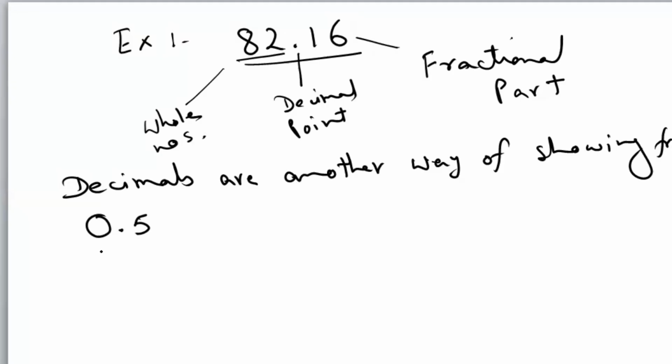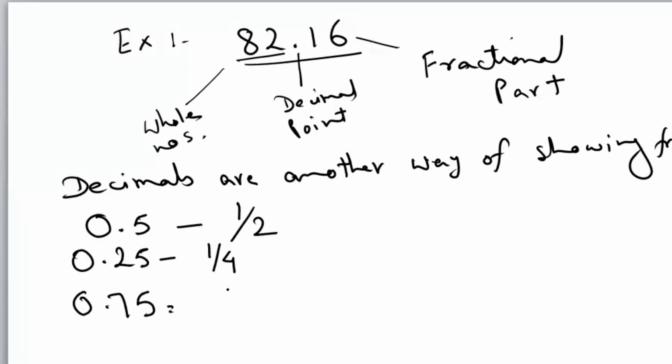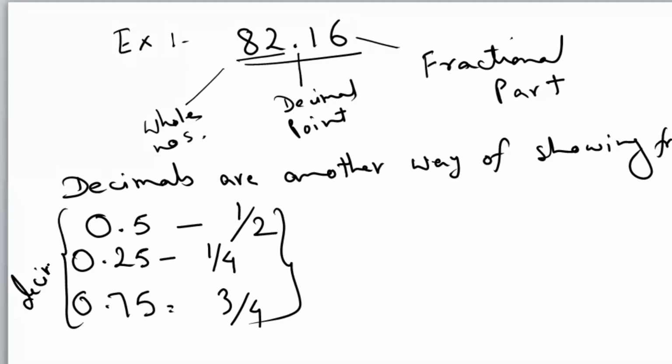0.5. This is a decimal, and if you turn it into fraction form, it will become 1/2. So 1/2 is a fraction and it is written in decimal form as 0.5. That's why you can say that decimals are another way of showing fractions. For example, 0.25 is 1/4, and 0.75 is equal to 3/4. Okay, these are the fraction forms and these are the decimal forms.